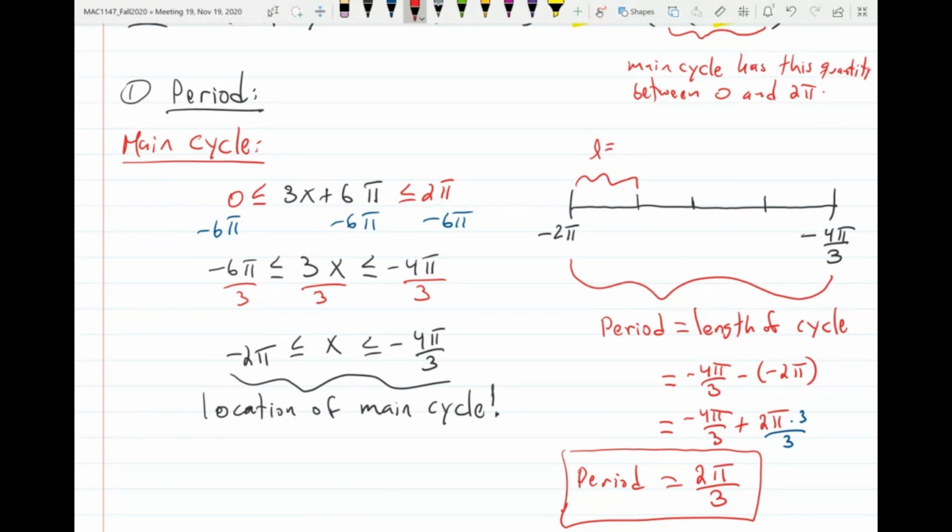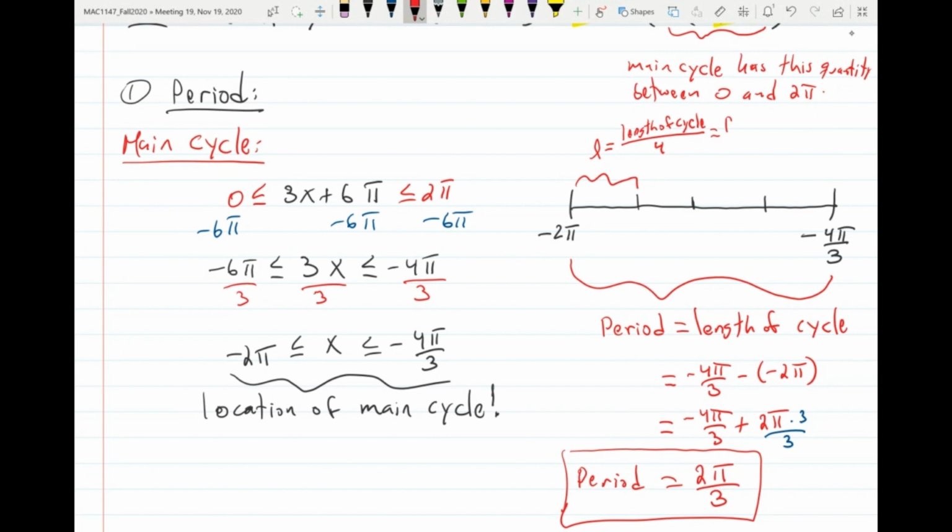Well, this length is just the length of the main cycle divided by 4, right? We took this big piece, this cycle, and we divided it into 4 equal pieces. So the length is whatever the length of the cycle is divided by 4, because we have 4 pieces. But remember that the length of the cycle is just the period, right? So that's just the period.